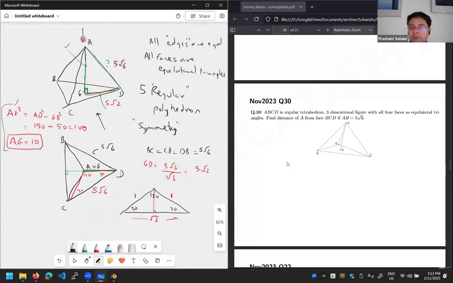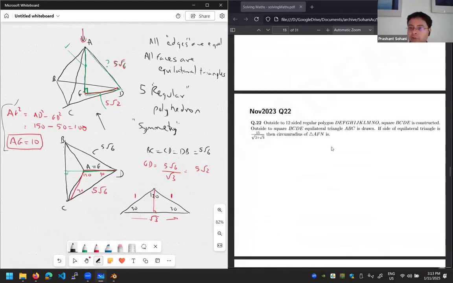Okay. If not, then okay. So then this is the last geometry question that we have to discuss.